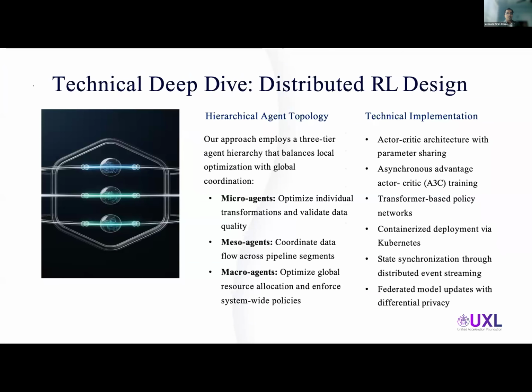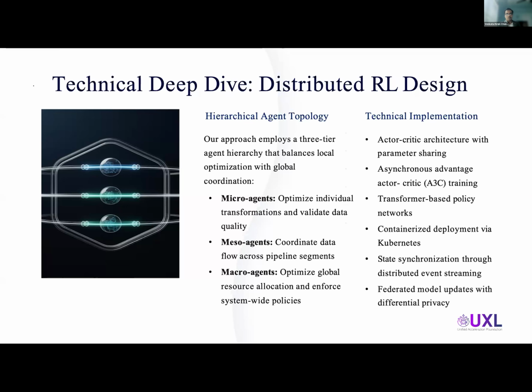Let's do a technical deep dive on how this RL design works. We employ a hierarchical topology of agents, three types of agents: micro agents, meso agents, and macro agents. Let's see what the functions of these agents are and how they work together to put this framework together. Micro agents work as local optimizers, cleaning records, validating data integrity, and checking schema alignments.